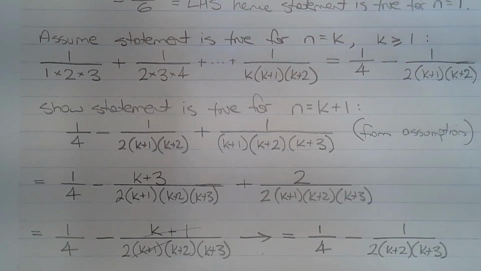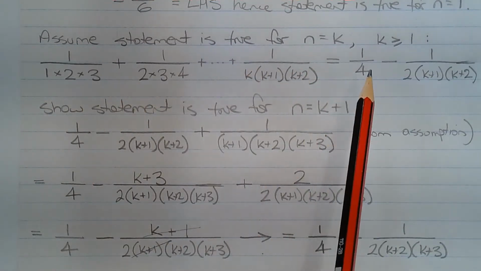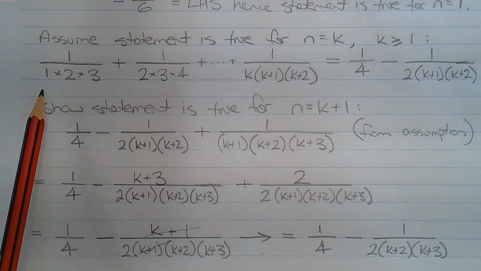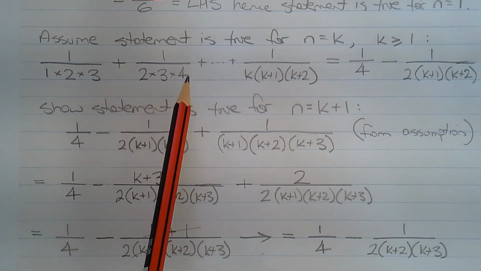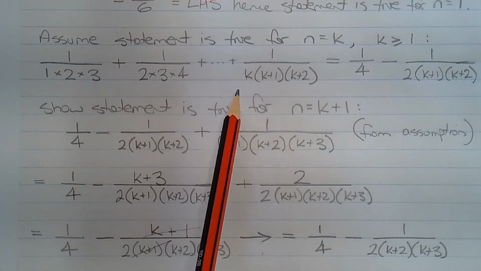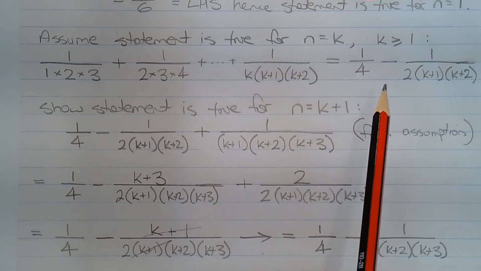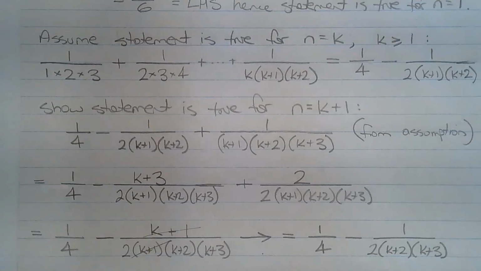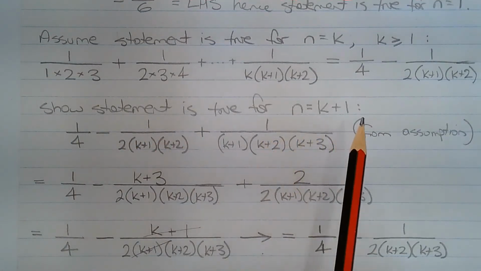The next step is to assume the statement is true for n equals k, where k is some integer greater than or equal to 1. So that is 1/(1×2×3) + 1/(2×3×4) + ... + 1/(k(k+1)(k+2)) is equal to 1/4 − 1/(2(k+1)(k+2)). Next, we show the statement is true for n equals k plus 1.